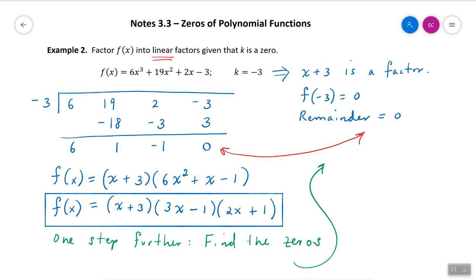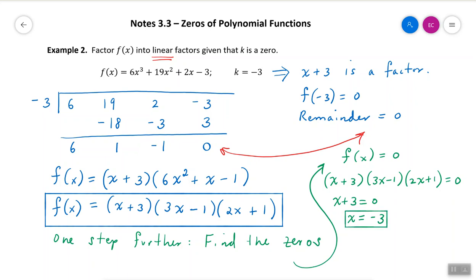So to do that, remember, to find the zeros is to set f of x equal to 0. And f of x is just x plus 3 times 3x minus 1 times 2x plus 1. And then we just set each factor equal to 0. So x plus 3 equals 0 gives us x equals negative 3. Let's go ahead and box that one up. I think I can fit all this in the corner of the page.